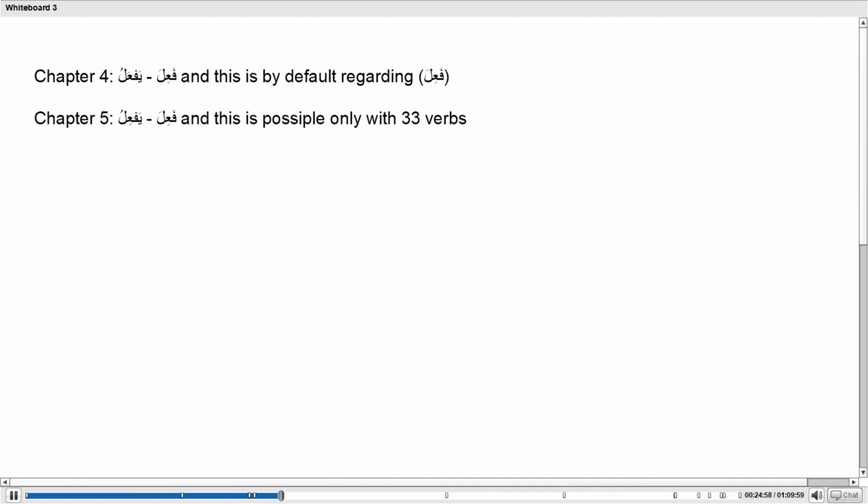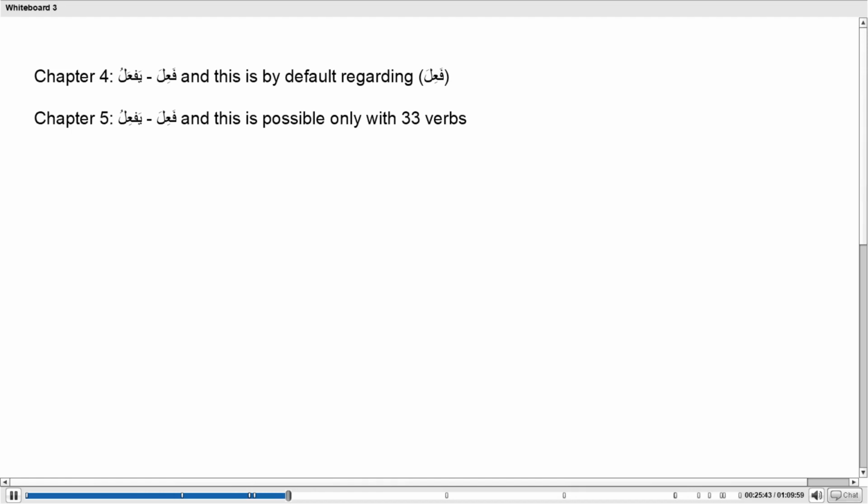This is possible only with what? With 33 verbs only. Look at all the verbs on the scale of فاعلة. How many verbs are on the scale of فاعلة? A lot. Clear? You can't count them in one day. Of those verbs on the scale of فاعلة, 33 have their مضارع on the scale of يفعل.